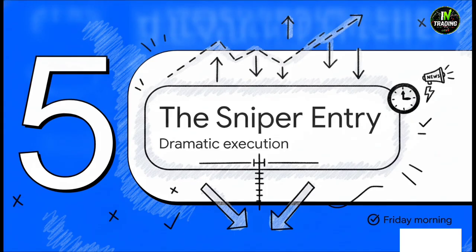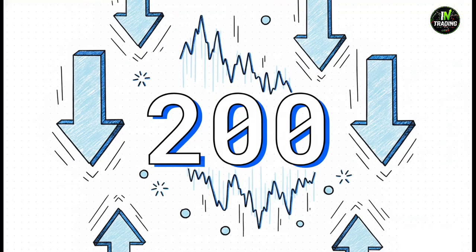All right, final section. Section 5, the sniper entry. Friday's dramatic execution. So, fast forward to Friday morning. We have our lines drawn, we know exactly where the liquidity is resting from the Thursday, and suddenly, boom, a major news catalyst finally sets the trap in motion.